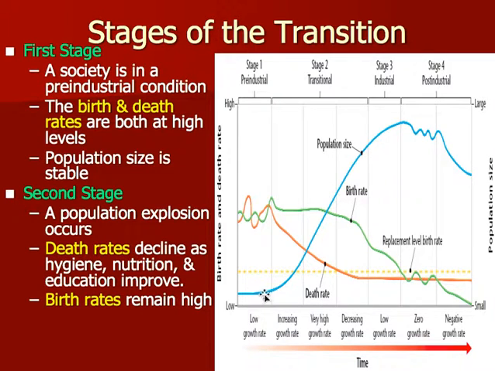So you can see here, this is the second stage of population growth. We have a population explosion. So we're still having a lot of babies, but the death rate is declining because we're getting better hygiene, better healthcare, better education. Those are starting to change the climate of the developing nation. So birth rates are still going to remain high, but the death rates are going to be much lower. So we're going to have an exponential growth in the second stage.